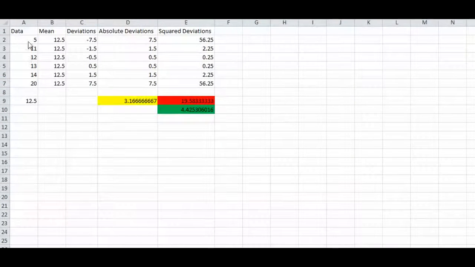So we can see that when we added more spread to the data, these three values all increased. These three values measure the spread of the data, so as the data gets more spread out, these three values increase. And the reason they increase when the data is more spread out is because when the data is more spread out, the deviations, absolute deviations, and squared deviations become larger numbers. And since they become larger numbers, these three values go up.